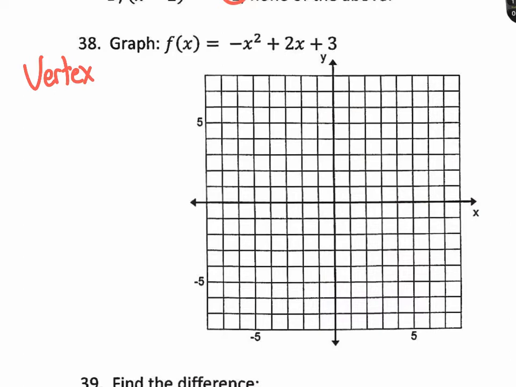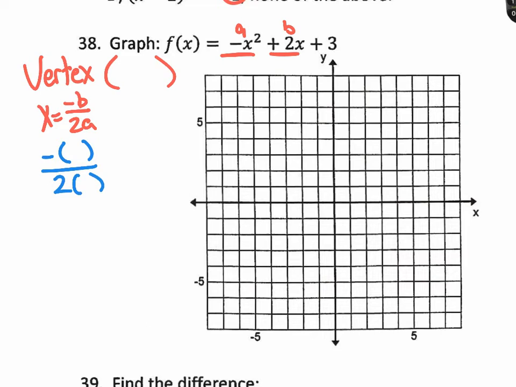And in order to find the vertex, which is a coordinate, we want to use the formula x equals negative b over 2 times a. And when we use the formula, we want to use parentheses replacing the letters. So negative parenthesis over 2 times parenthesis. Let's identify the a value, which is -1, the b value, which is 2, and the c value, which is 3. Let's plug in the b value right here and the a value of -1 right there. So the x of our vertex is really -2 over -2, and -2 divided by -2 is what? 1.